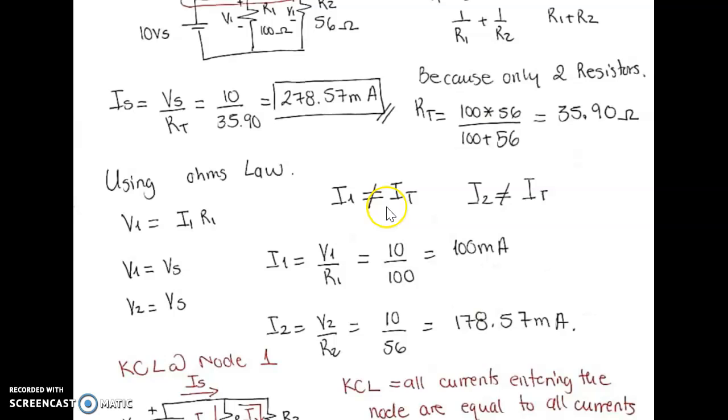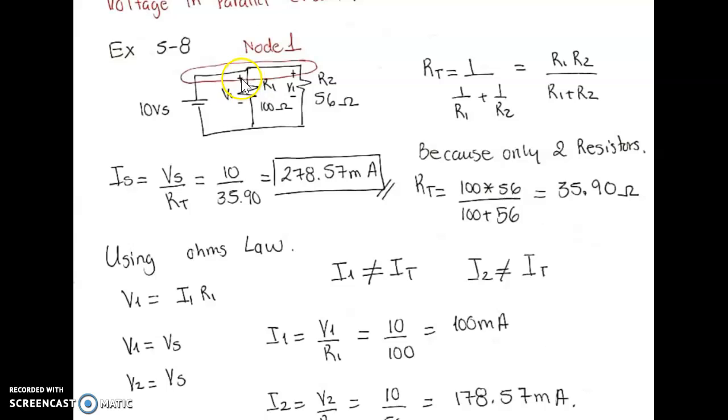Now using Ohm's law, I'm going to find V1 is equal to I1 R1, but in this case I1 is not the same as I total, and I2 is not the same as I total. That was the case for a series circuit. In a parallel circuit, if we analyze this circuit right here, we see that this node or this connection right here is the same as this point right here.